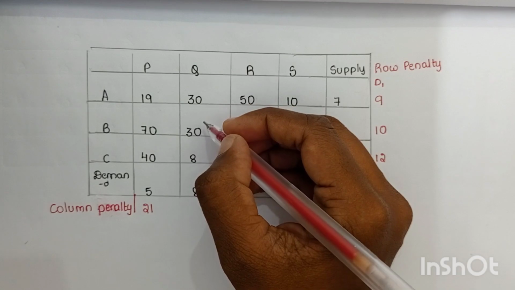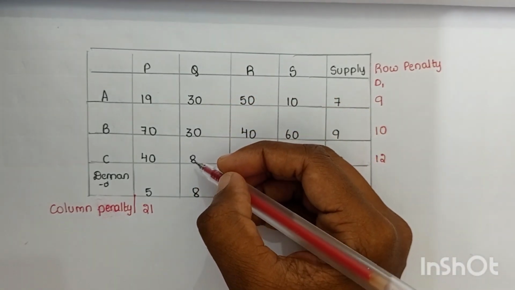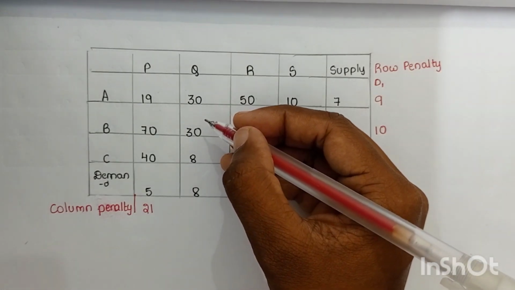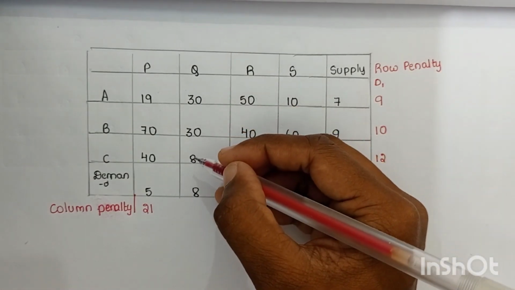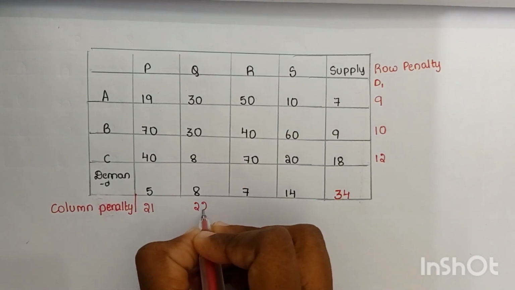Next, when we come to the second column, the values are 30, 30 and 8. The first least value is 8 and the second least value is 30. So it is there two times, and we can take any 30 as well. So 30 minus 8 is 22.